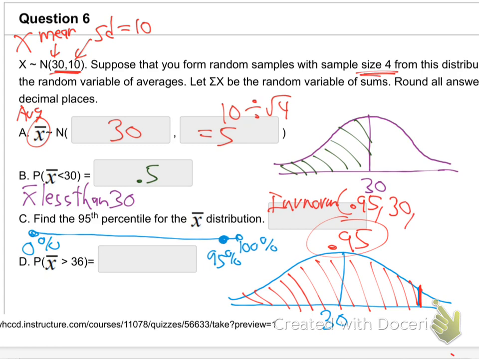Standard deviation, are we talking about a group or individual? X bar is a group. So we have to take the original standard deviation, which was 10, and divide by the square root of 4, because that's my sample size. Hit the buttons on your calculator. That good? And then part D.